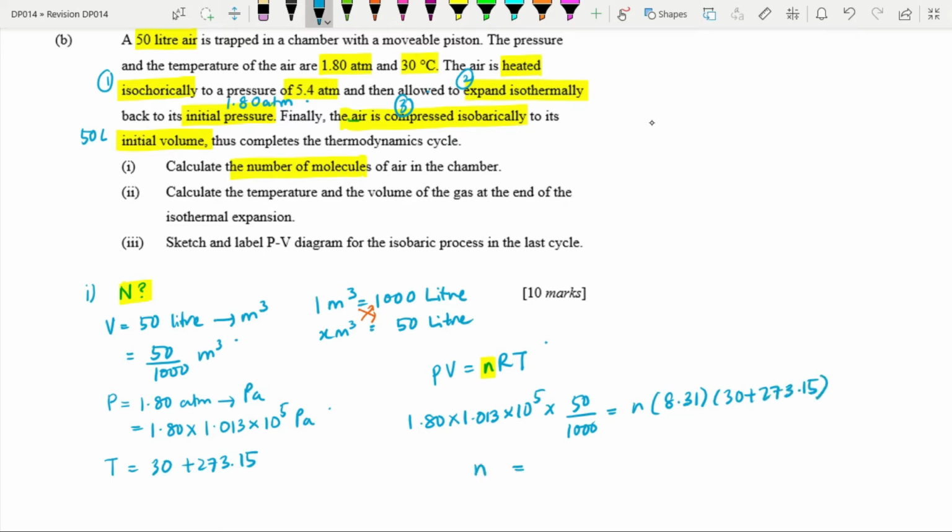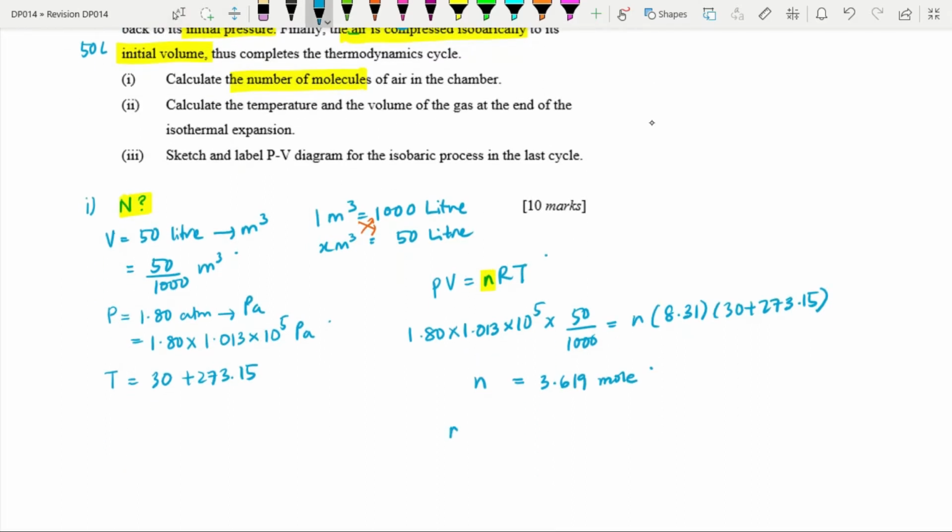So the n we get from the calculation is 3.619 mole. So that is small n, the number of moles. To get the number of molecules, to go to capital N, you have to multiply by the Avogadro constant. If you don't remember the Avogadro value, you can check the list of constants at the front. So 3.619 times 6.02 times 10 to the power of 23. So you will get the answer 2.18 times 10 to the power of 24 molecules. So this is the final answer.